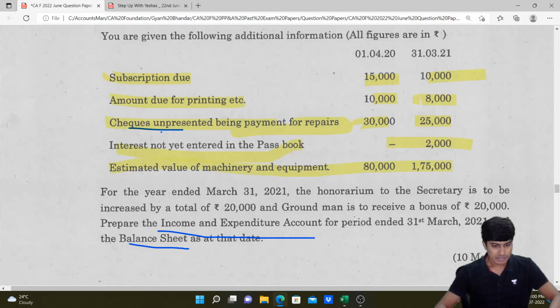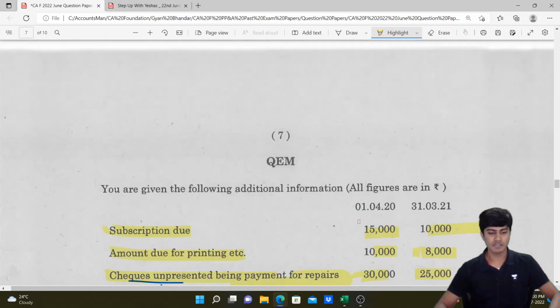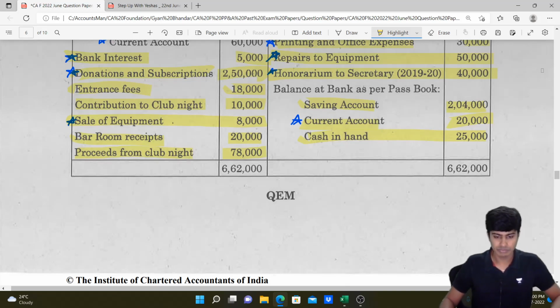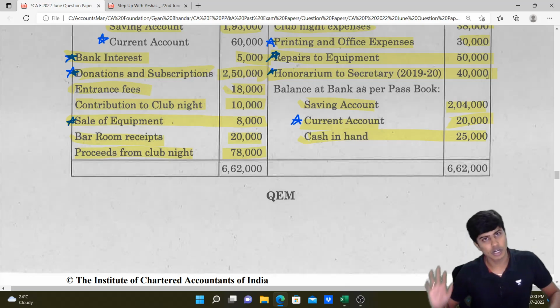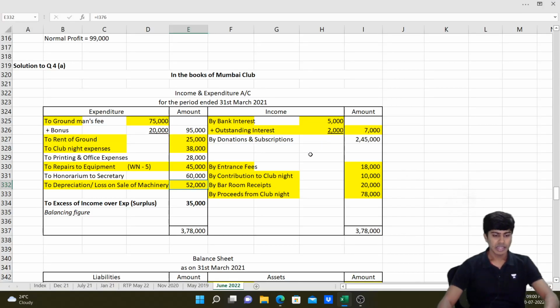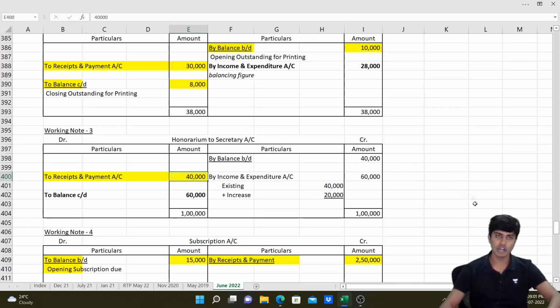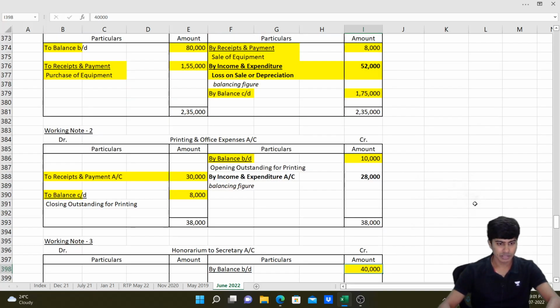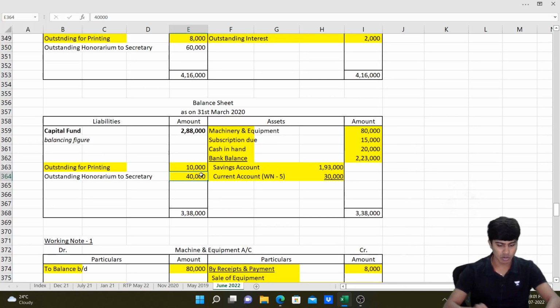Then what do we have? Then we have honorarium to secretary to be increased by 20. Last year how much have we paid? 40,000, that is for 1920. For current year it will increase by 20 and it is not paid. Total amount will be liability. Have a look. I have shown it. I showed you with the help of ledger also. 40 is paid for last year. So in the last year it was outstanding. This should appear in opening balance sheet. See here. In opening balance sheet I will write outstanding honorarium 40.